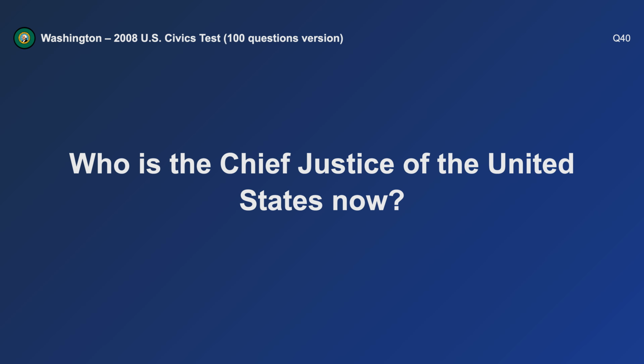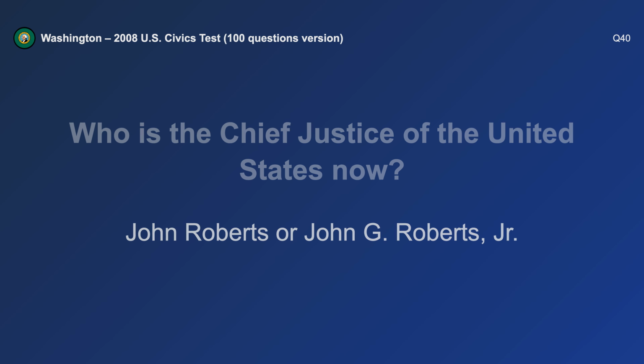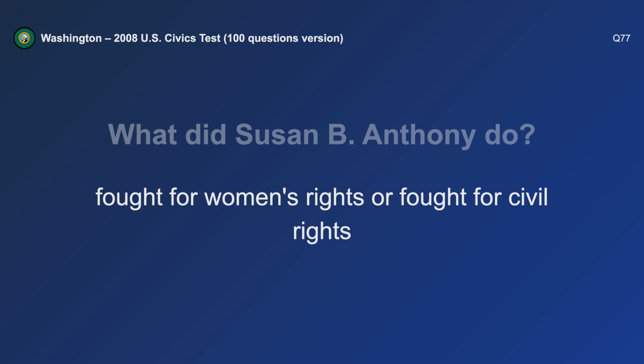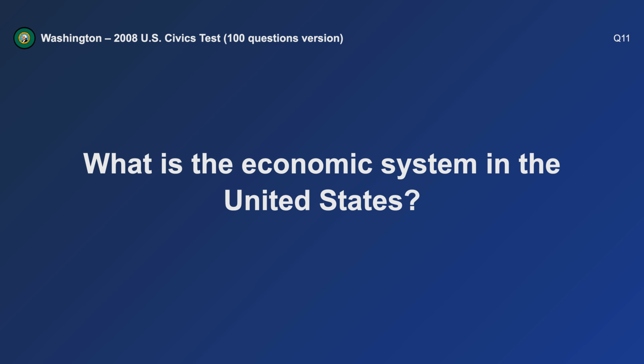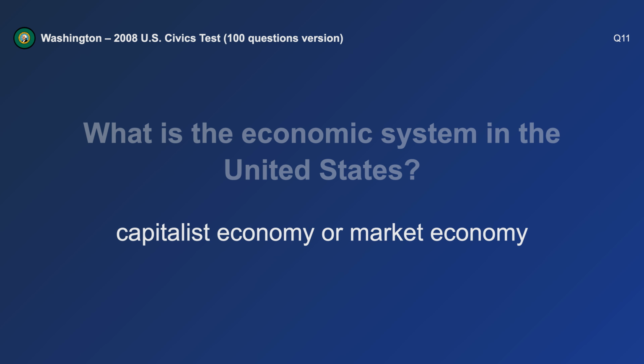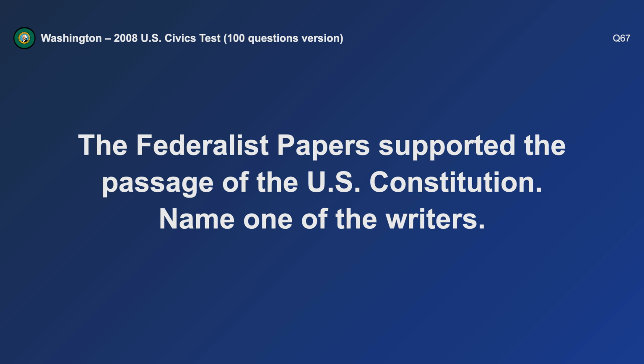Who is the Chief Justice of the United States now? John Roberts. What did Susan B. Anthony do? Fought for civil rights. What is the economic system in the United States? Capitalist economy. The Federalist Papers supported the passage of the United States Constitution. Name one of the writers.